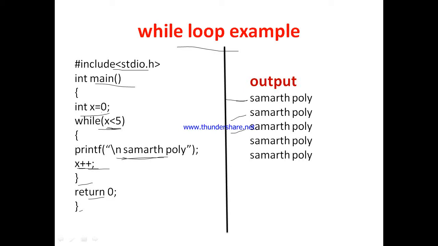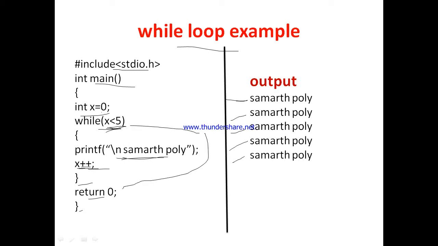Again 3 becomes, again "samartha poly" is printed. Again 4 becomes, again "samartha poly" is printed. Now when 4 becomes 5, 4 plus plus, 4 becomes 5, 5 less than 5, this condition becomes false, the loop is terminated and directly control goes to the return 0.